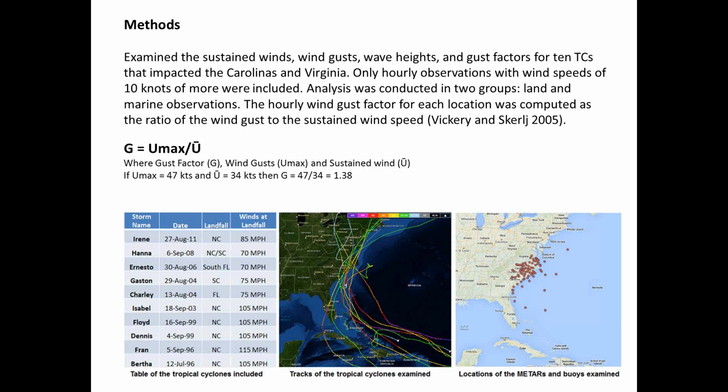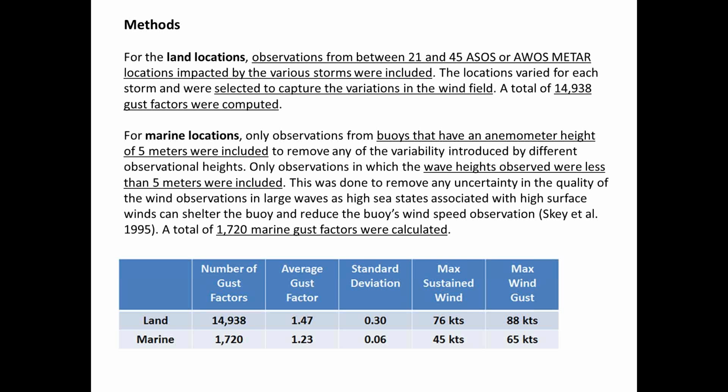A table of the storms we examined is shown in the lower left, and a map of the observations used in this study is shown in the lower right, which includes mostly land-based observations, but we did use buoys where possible. Specifically for the land locations, we used observations from ASOS and AWOS sites. We looked at the hourly observations only. The stations included varied from storm to storm, but they were used and determined to capture the larger wind field in general, and we examined a total of nearly 15,000 gust factors.